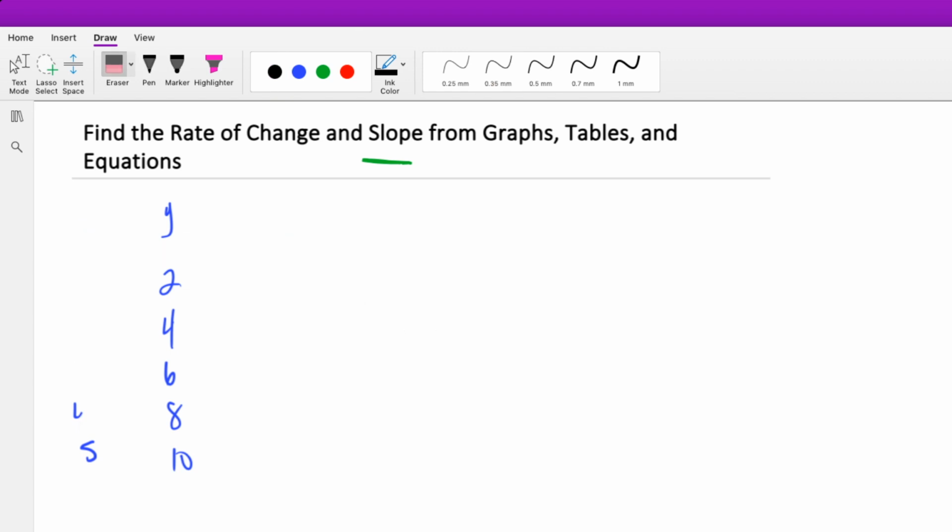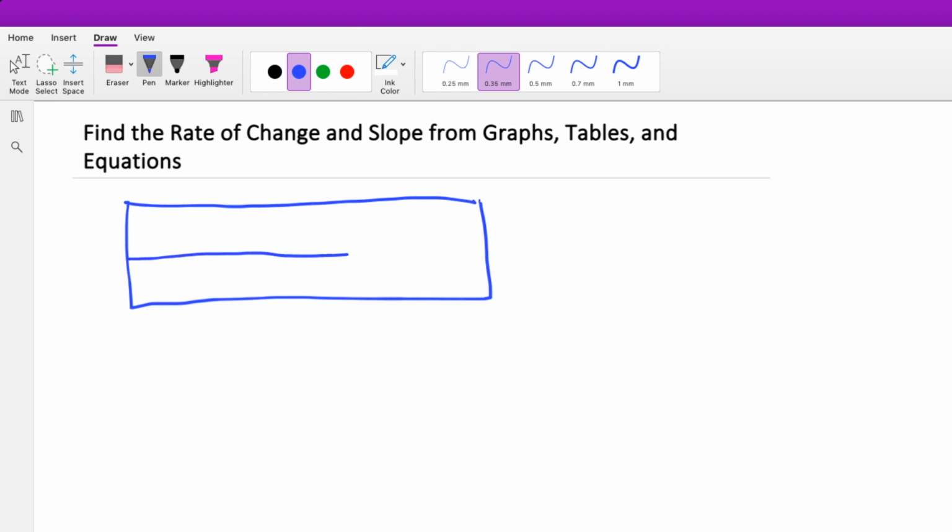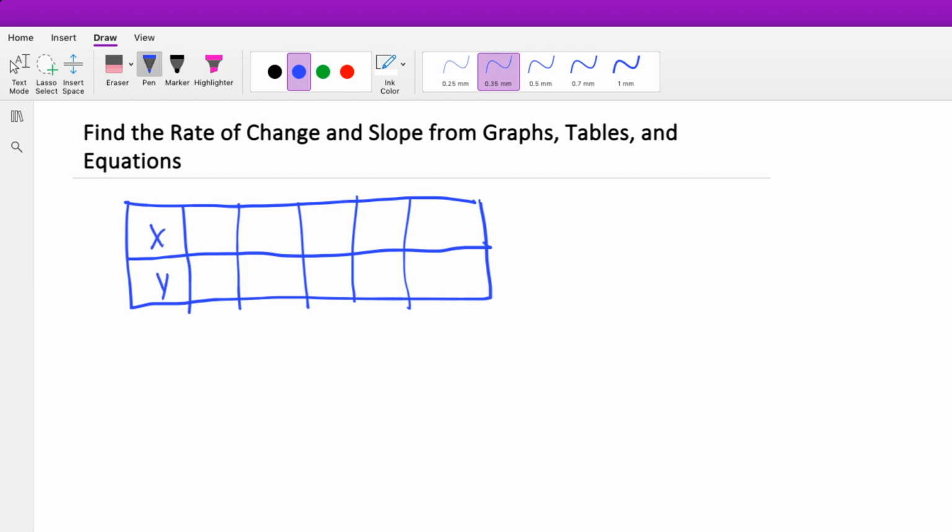Sometimes we're not given our tables like this. They're given to us like this. Now, don't let this intimidate you. It is simply just another way of looking at tables. Here's our x, here's our y. Let's say 1, 2, 3, 4, and 5 once again. And then let's count by threes this time. 3, 6, 9, 12, 15.